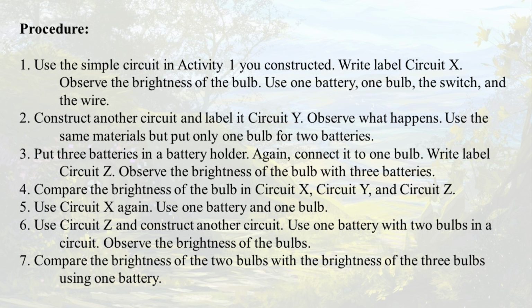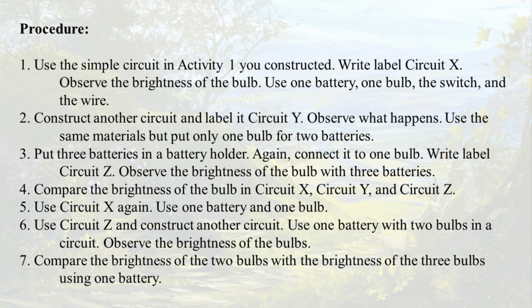3. Put 3 batteries in a battery holder. Again, connect to 1 bulb. Label it circuit Z. Observe the brightness of the bulb with 3 batteries. 4. Compare the brightness of the bulb in circuit X, circuit Y, and circuit Z.